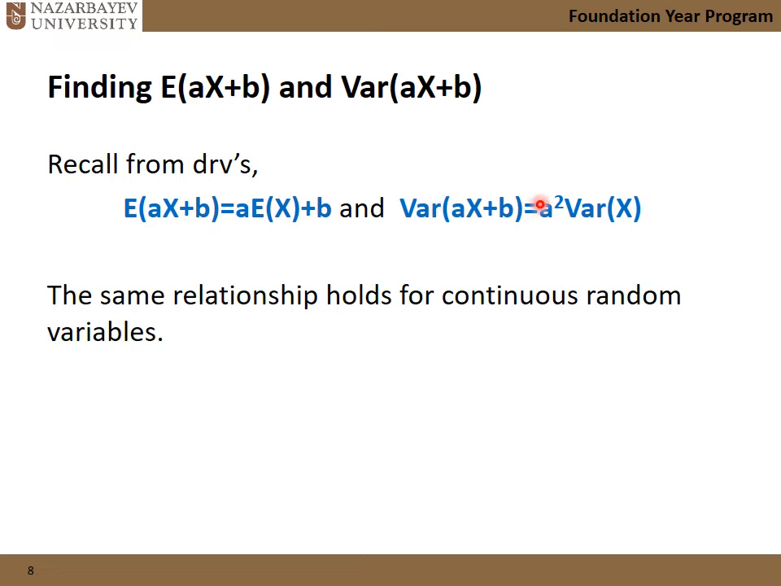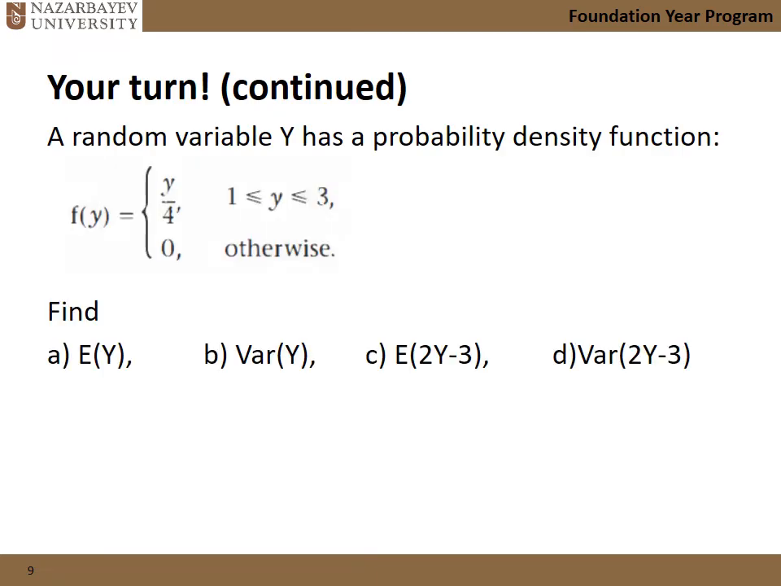For the variance, you need to multiply by a squared. So what should we do? Let's go and do the same example we did solve in the previous slides. A and B already we got them.